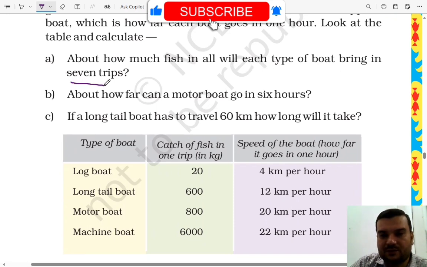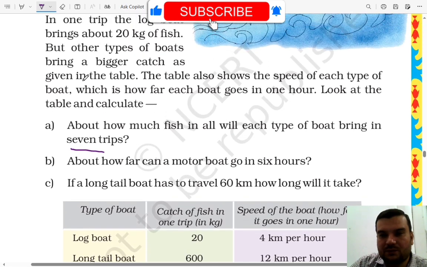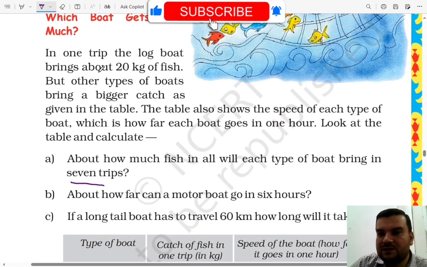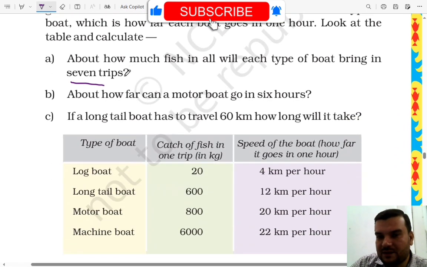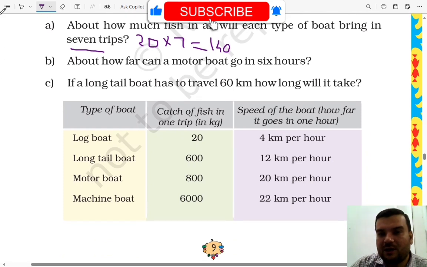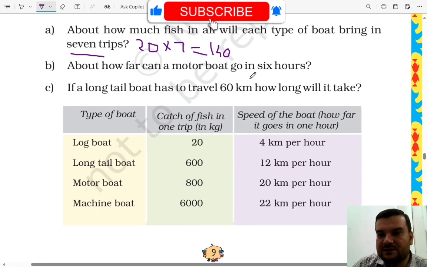in 7 trips. Okay, so it's 20 kg in 1 trip. So it's asking how much it will bring in 7 trips. Okay, so if in 1 trip we bring 20 kg, multiplied by 7, what will it be? We will bring 140 kilograms of fish in 7 trips. About how far can a motor boat go in 6 hours?